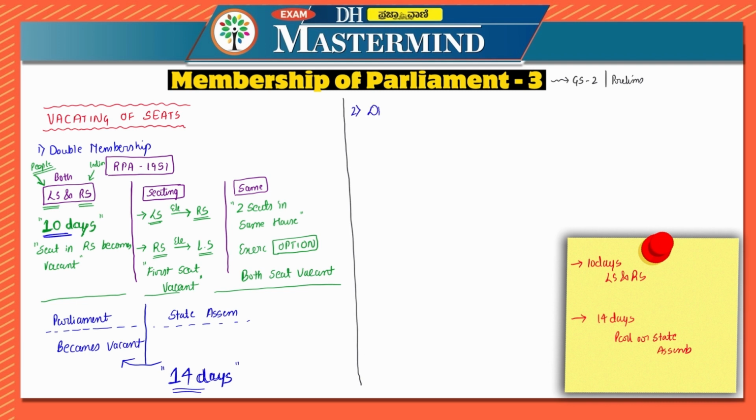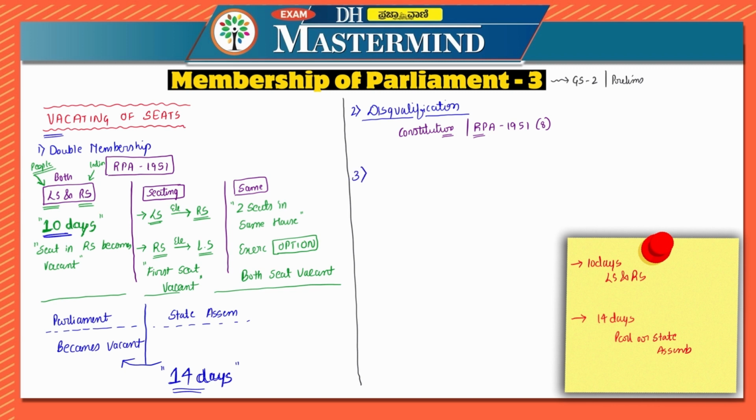Second one is disqualification. This we have already discussed in the second part, membership of parliament part 2. We have seen different types of disqualification which is mentioned in the constitution, and disqualification which is given in the Representation of People Act 1951, which is given by the parliament also. We have seen all 8 conditions and all 4 to 5 conditions which is given in the constitution. If any of those points are fulfilled, then that person stands disqualified. Then when they are disqualified, there is vacancy of the seat.